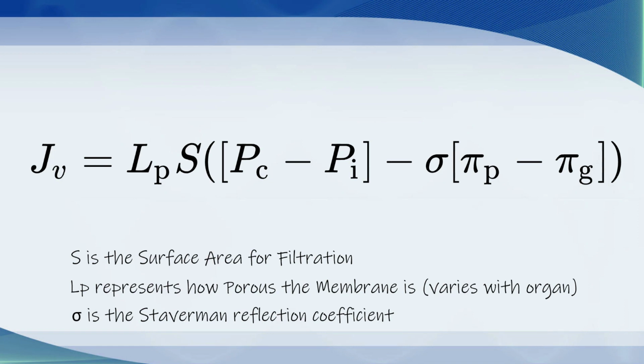JV is the tissue blood flow, and it's affected by the capillary minus the interstitial hydrostatic pressure, and then of course the difference between the oncotic pressure within the glycocalyx and the subglycocalyx layer. That's multiplied by the surface area for filtration and how porous the membrane is. That's the LPS.